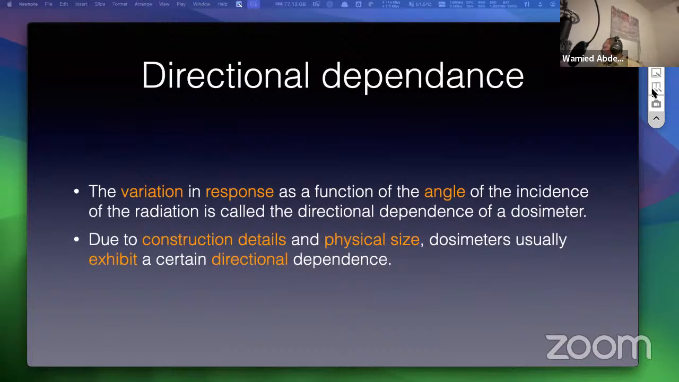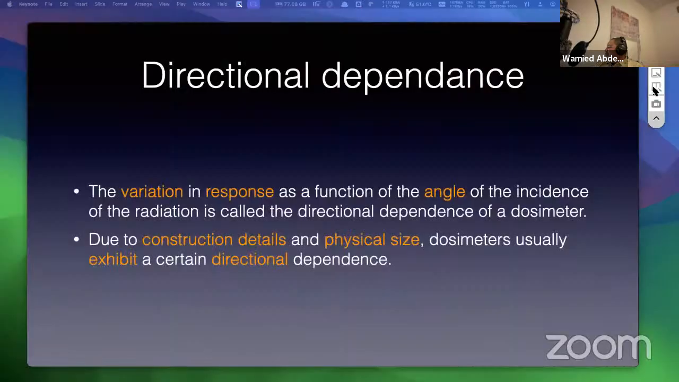So here, if we have a cylindrical chamber, and we have the central electrode, this central electrode would actually not be in the center of the chamber, it could be a little bit away from the center of the chamber. So the response of the chamber, whether the radiation beam is coming from here or from here, might actually differ. Some estimates say that this directional dependence is about 0.3% in cylindrical chambers.